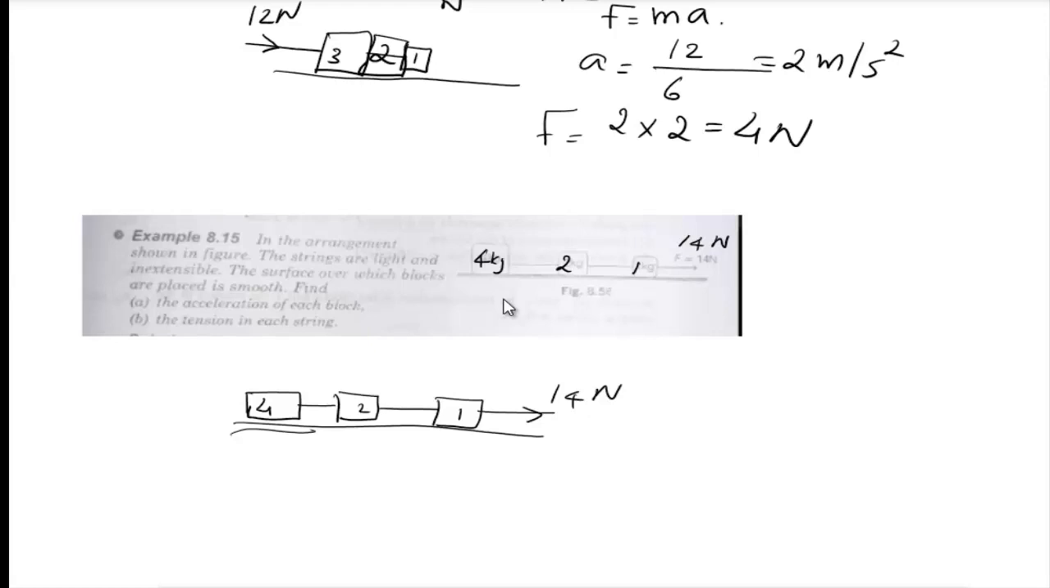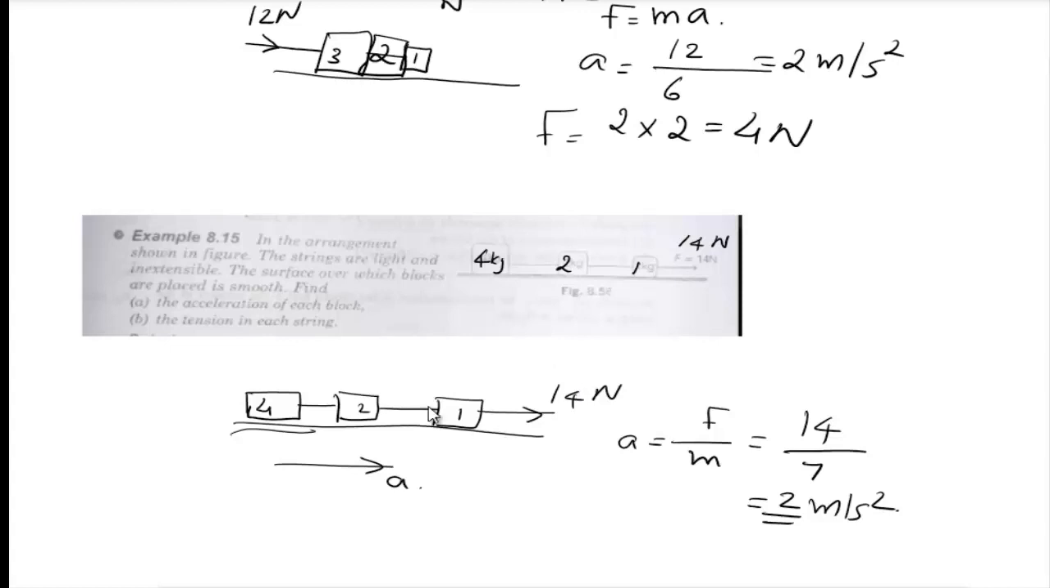In this we can draw our diagram, and it is the surface over which the blocks move, so we need the acceleration of each block. It is moving with an acceleration. Now we can first find out the acceleration. What is the formula to find the acceleration? Force divided by mass. What is the total force acting on the system? 14 divided by total mass, which is 4 plus 2 plus 1, 7. So it is 2 meter per second square. This is the acceleration. Now we are going to find out the tension in each string.